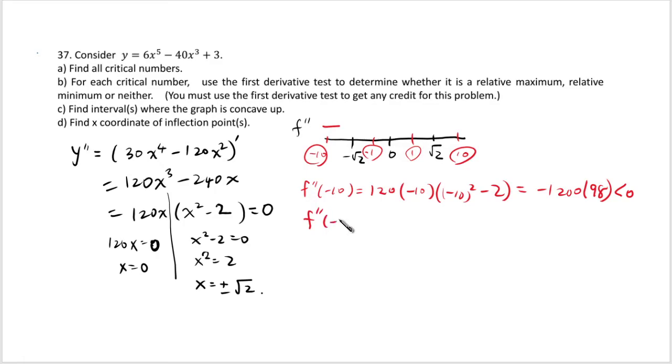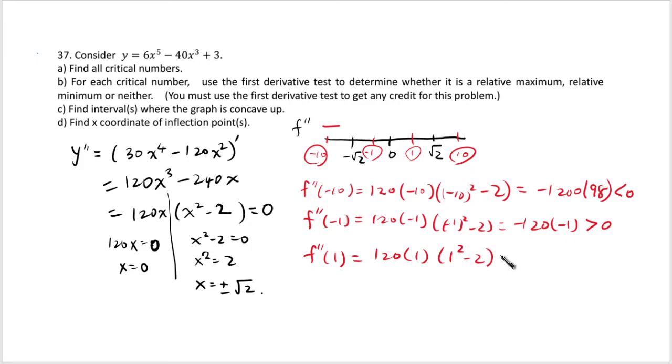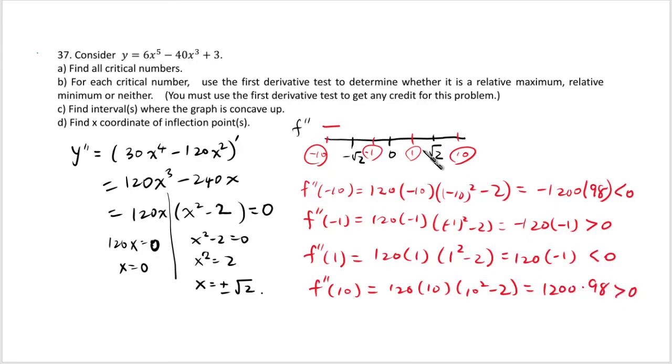F double prime of negative 1 would be 120 times negative 1 squared minus 2. This is negative 120 times, negative 1 squared is positive 1, 1 minus 2 is negative 1, right? So that's positive 120, which is positive. F double prime of positive 1 will give you 120 times 1 squared minus 2. That'll be 120 times negative 1, that'll be negative. F double prime of 10 would be 120 times 10 squared minus 2. That would be 1200 times 98, so it'll be positive.